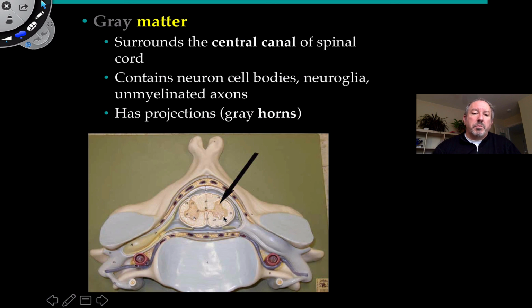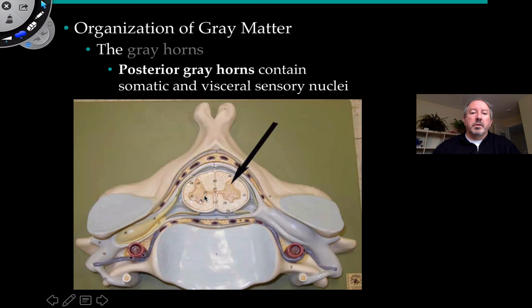It's sort of these little points that are coming out that again reminded early anatomists of horns, if you will. So these projections, as you can see here, are known as gray horns. And so, of course, we will name them. And so we have the posterior gray horn. As you can see right here, this is the posterior side or dorsal side of the spinal cord. The posterior gray horn contains somatic and visceral sensory nuclei. Okay, and again, the nuclei are what's giving it the dark coloration.